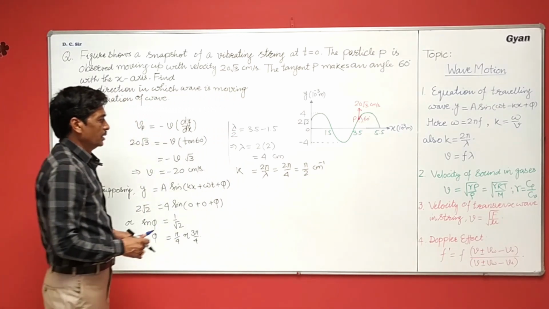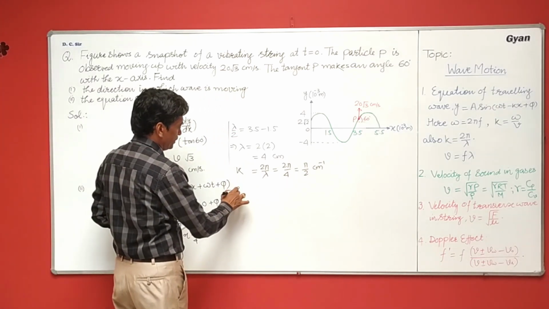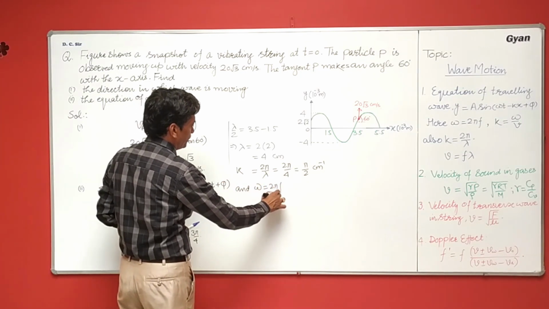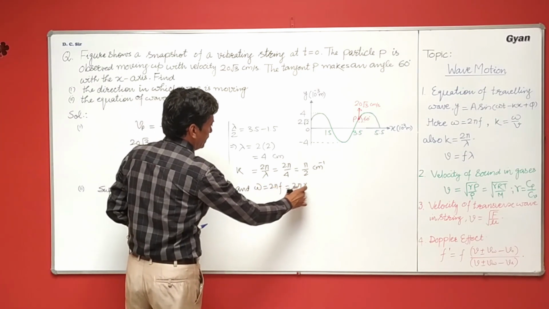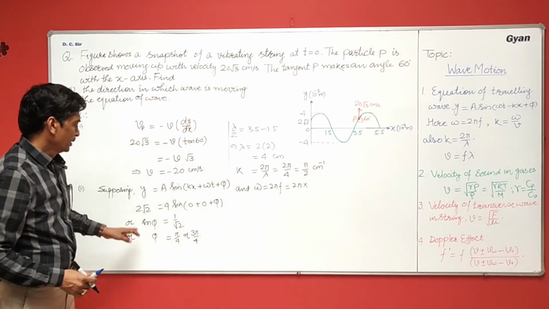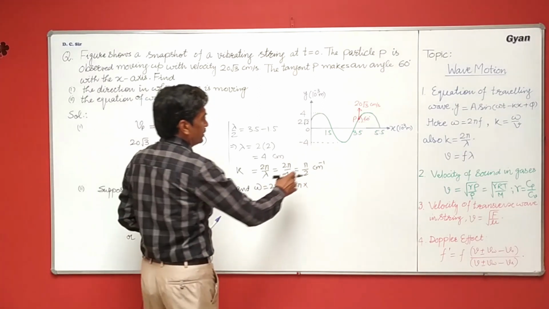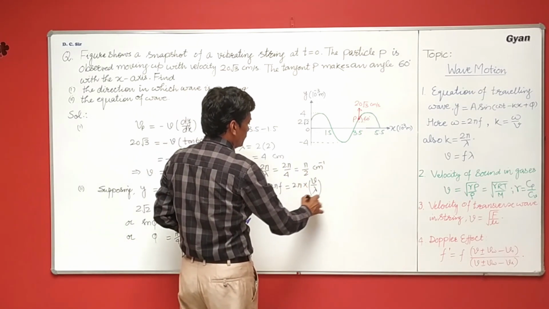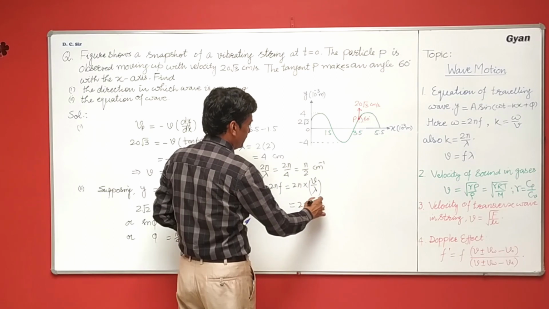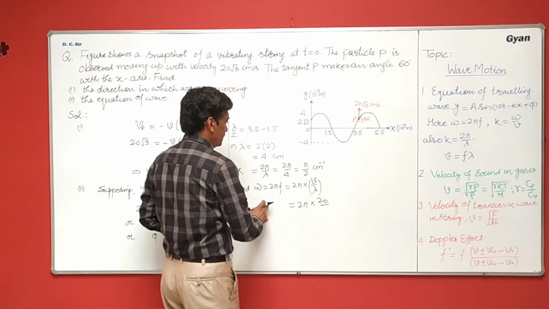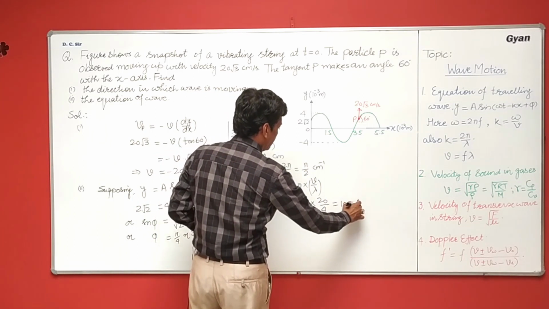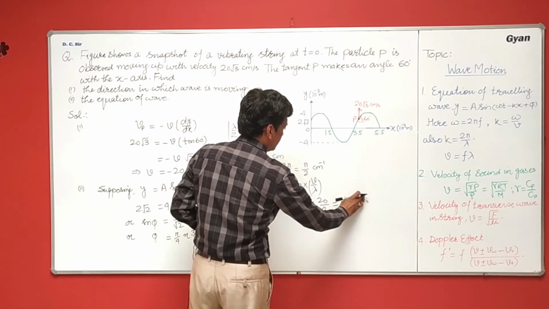Now the angular frequency ω is equal to 2πf. This is equal to 2π times the frequency f, and the frequency is v upon λ. So it will be 2π, v is 20 and λ is 4. So it will be 10π radian per second.